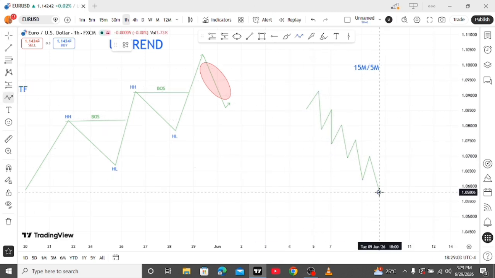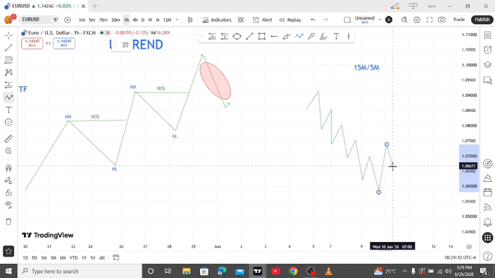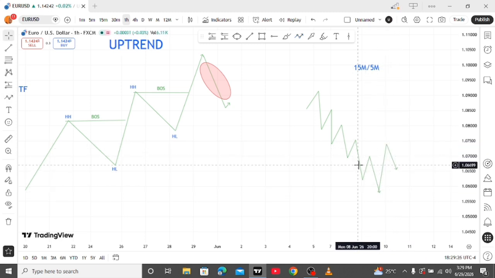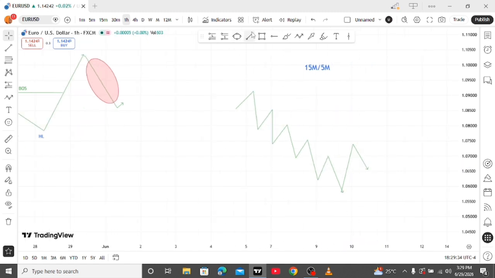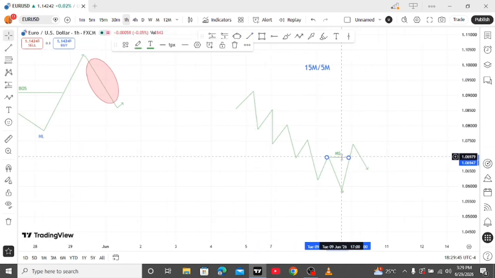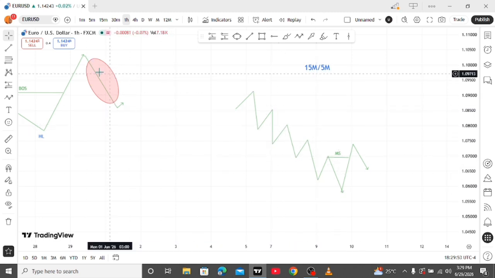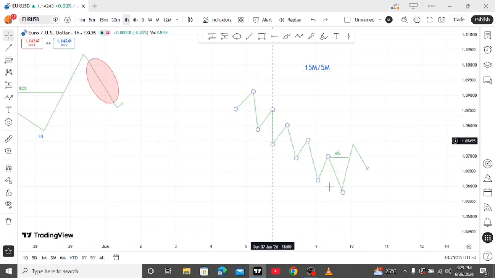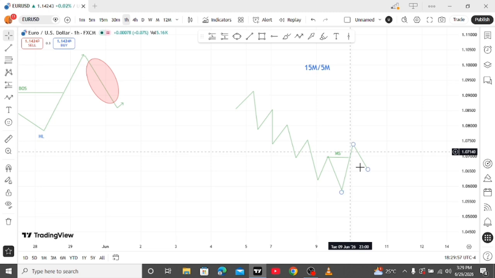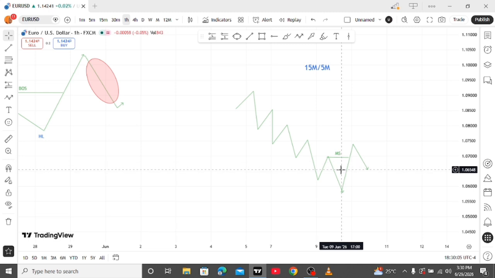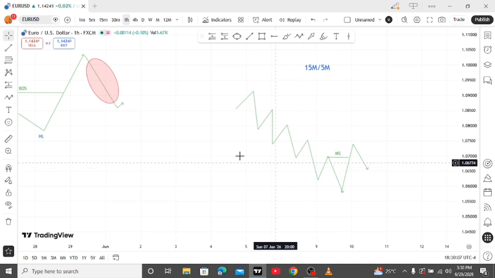This is where we wait for a market shift. Now this is your market shift. The market broke above the recent higher low. The market has been making lower high, lower low to the downside, and then all of a sudden we see a market shift. And when we see a market shift in the smaller time frame, this is where we say, okay, this trend is about to change. The market is about to start going up now.